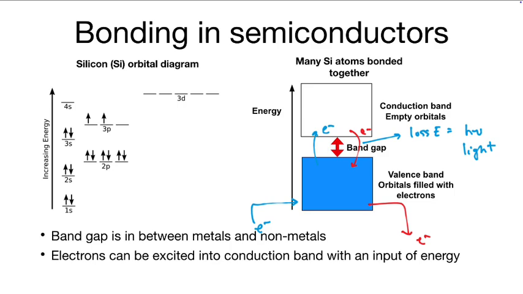What color light would I get? These are blue lights? What's going to dictate the color of light I get? Say again? The energy of the band gap. If that's a large energy band gap, what color light am I going to get?